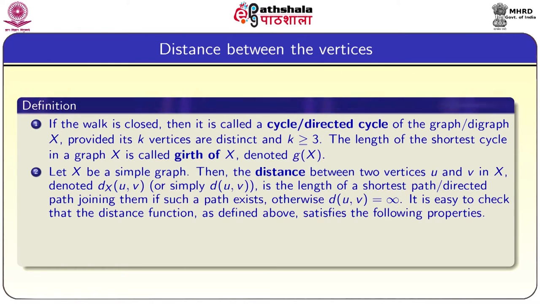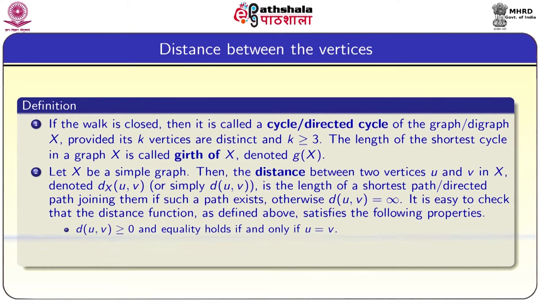It is easy to check that the distance function as defined above satisfies the following properties. Again, recall, the distance from vertex u to vertex v is denoted as d(u,v). It is the length of the shortest path joining these two vertices. So, it satisfies these properties. d(u,v) is greater than or equal to 0, and equality holds if and only if u equals v. It is because if there is no path from u to v, then we are defining d(u,v) as infinity. So, d(u,v) is always greater than or equal to 0.